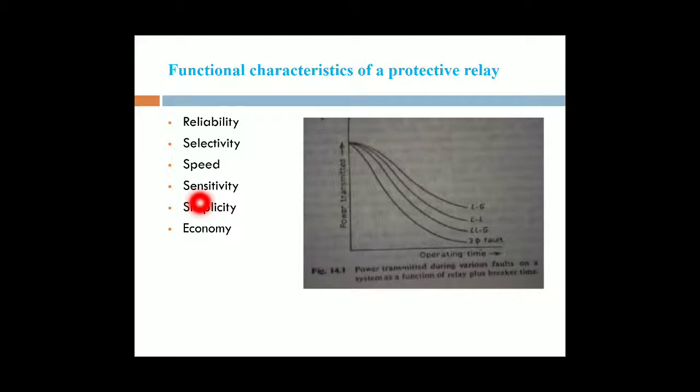Next one is sensitivity. The relay must operate very sensitively. Next one is simplicity. The relay system should be so simple that it can be easily maintained and easily operated. Last one is economy. Economy means that we consider the cost also, the per unit cost, so we consider the economy also.